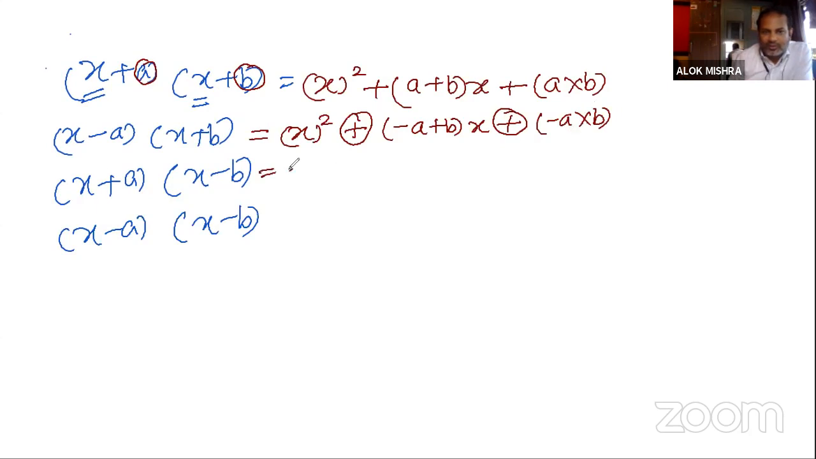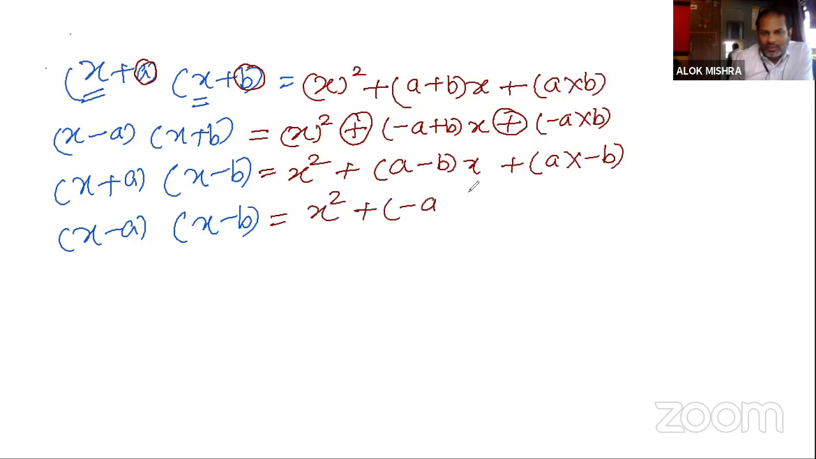In the same way, this is x squared plus, I'll be writing it as a minus b into x plus a into minus b. And the last formula would be x squared plus minus a minus b into x plus minus a into minus b.